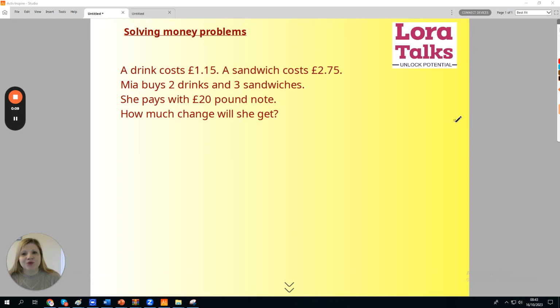So today we will be looking at the money problem. I will read first of all to you and we will look how to solve it together.